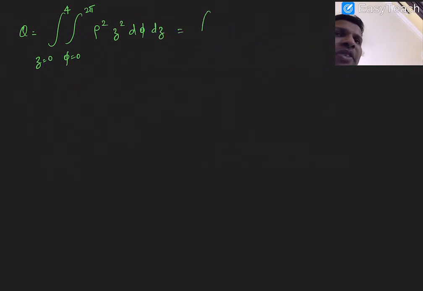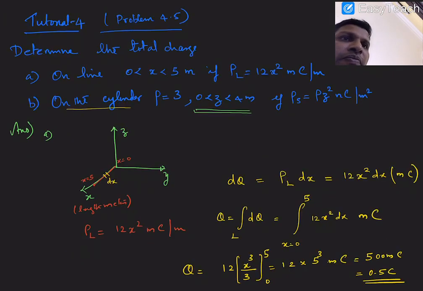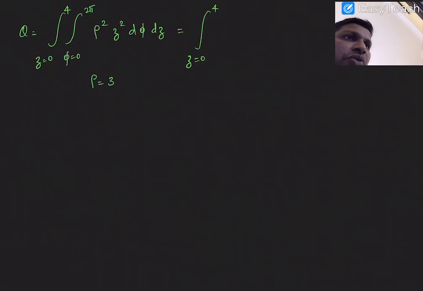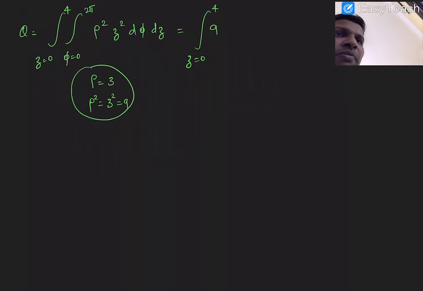I will first integrate over phi. So 0 to 4 rho square. What is rho? It is given in the question that rho is equal to 3. So rho square will be equal to 3 square, which is equal to 9. Please note this. So this becomes 9 times z square. What is the integral of d phi? Integral of d phi is phi, and phi changes from 0 to 2 pi. Then we have dz.